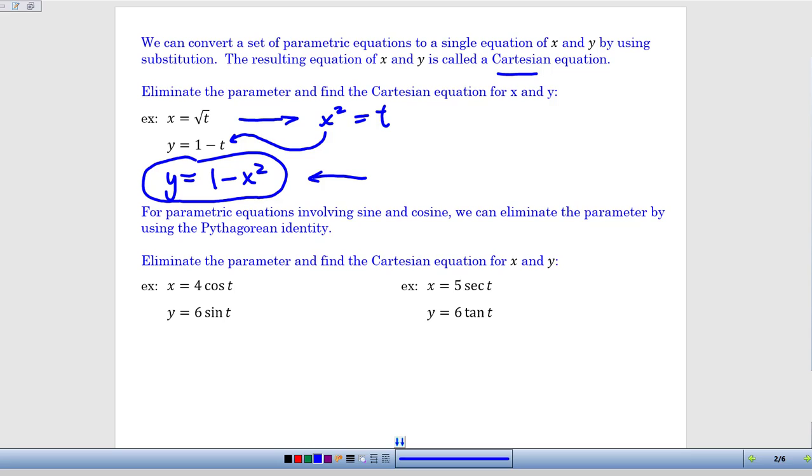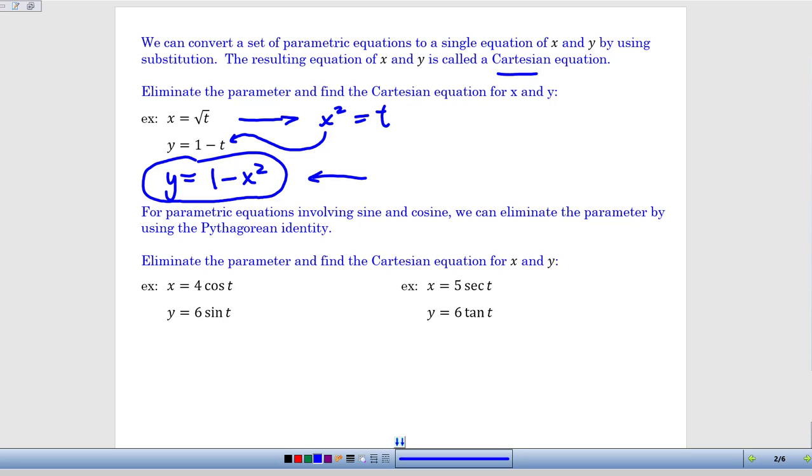Now, for parametric equations that involve sine and cosine, or secant and tangent, as we see in the two examples below, using the technique that we did on the previous example, where we isolate t in one equation and substitute it into the other, I don't think it takes very long for us to realize that that's going to be a tricky proposition. If I was to try to isolate t, I'd have to take the arc cosine of both sides and then plug that into the other equation, so I'd have the sine of the arc cosine of t. It would be a catastrophe.